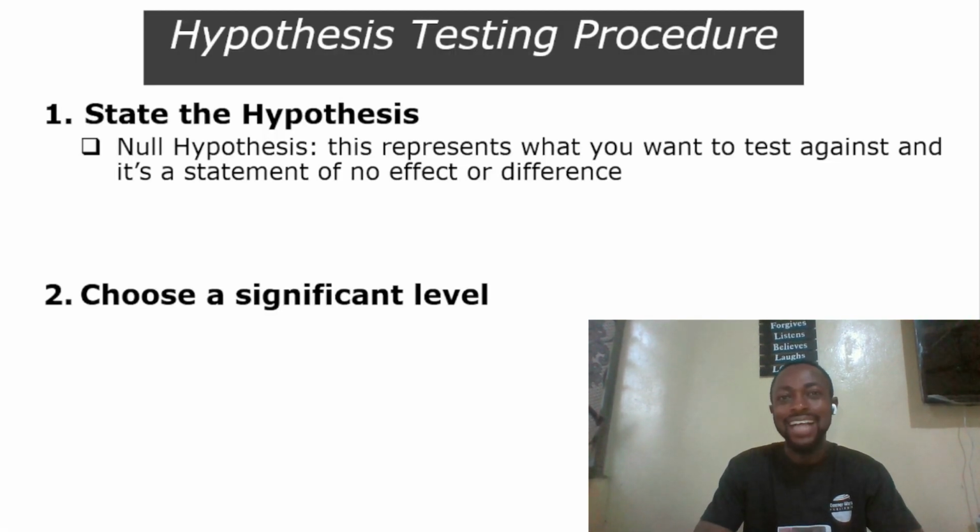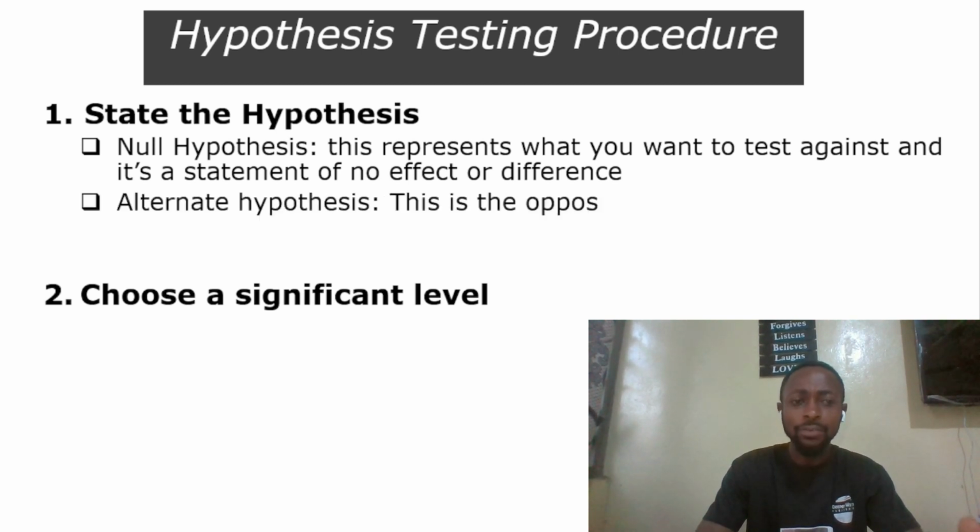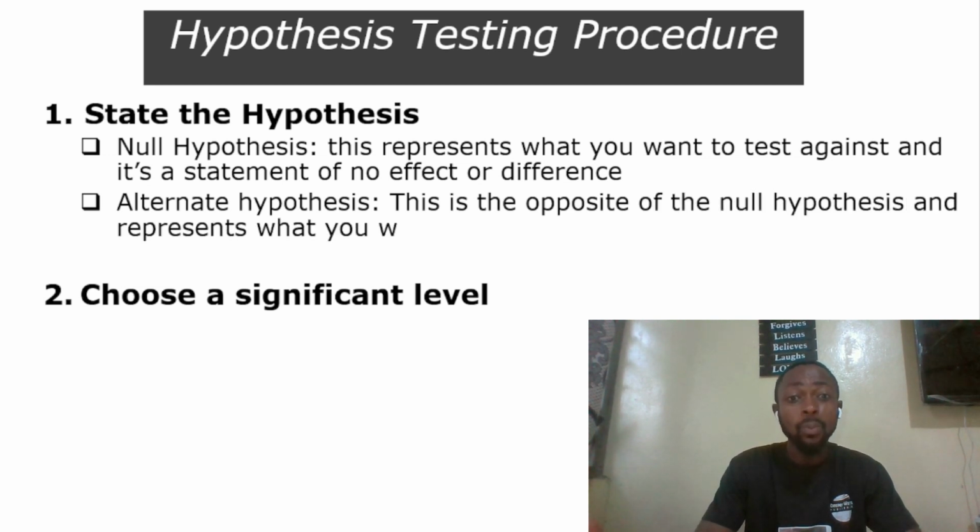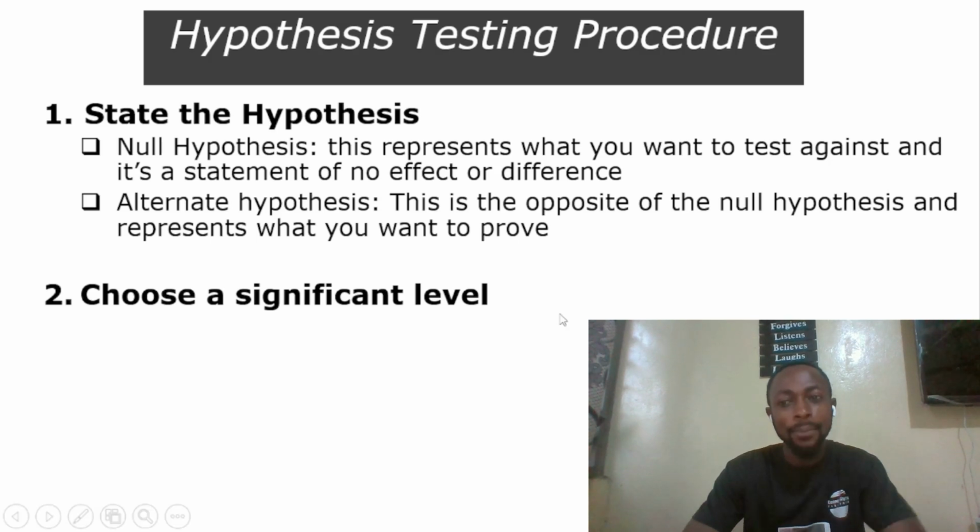So the fact that students are staying away from school or the fact that they are staying closer to the school doesn't affect their results. This becomes your null hypothesis. And the other side of it, or the opposite of it, is the alternate hypothesis. And this is what you actually want to prove. It is the opposite of the null hypothesis.